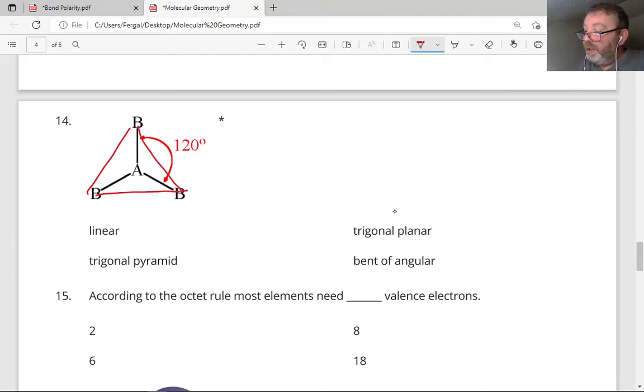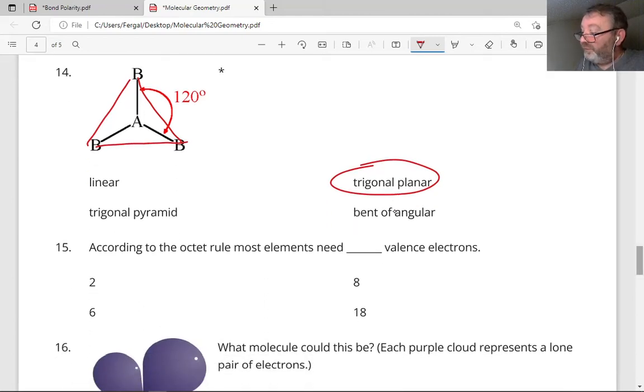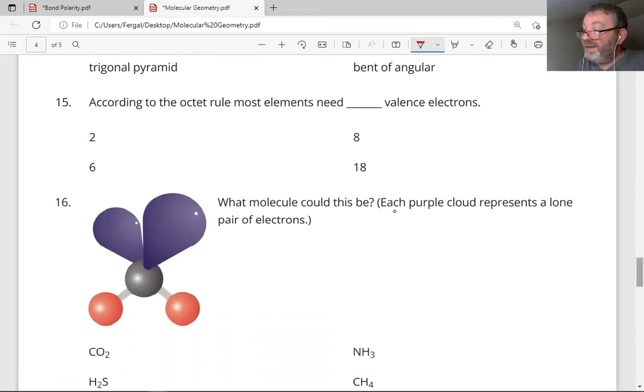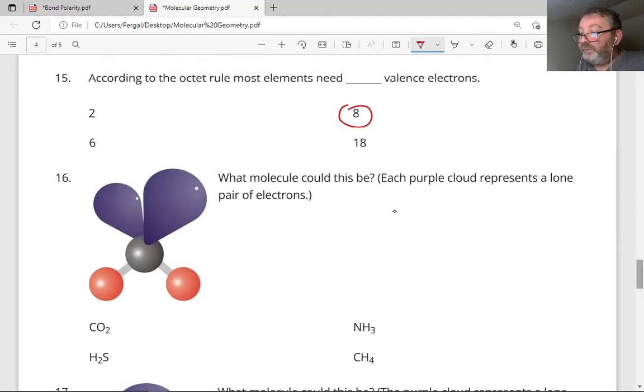So it's trigonal planar. According to the octet rule, there's a hint, most elements need 8 valence electrons. Okay, and it says most because there are always going to be people who break the rules and going to be exceptions.